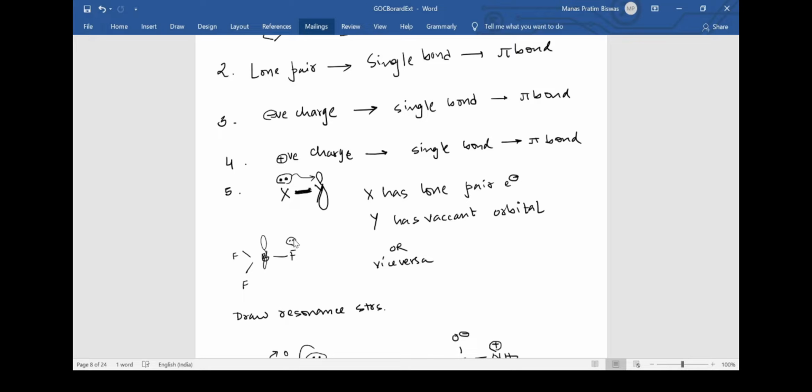It is true that electronegativity of fluorine is very high, but it still back donates to this boron's empty orbital to a very considerable extent, and hence this forms a double bond here, and that is why the bond strength between boron and fluorine increases more than normal. So these were the 5 conditions.